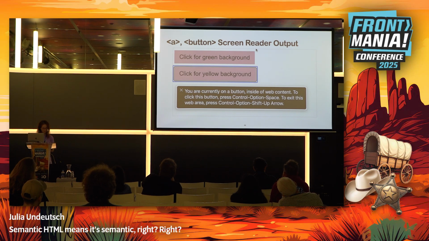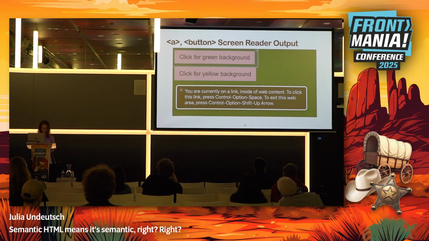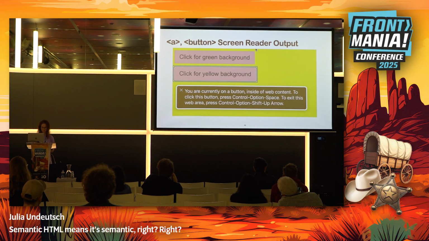Let's listen to the screen reader output. Link, click for green background. You are currently on a link. Click for yellow background. Button. You are currently on a button.